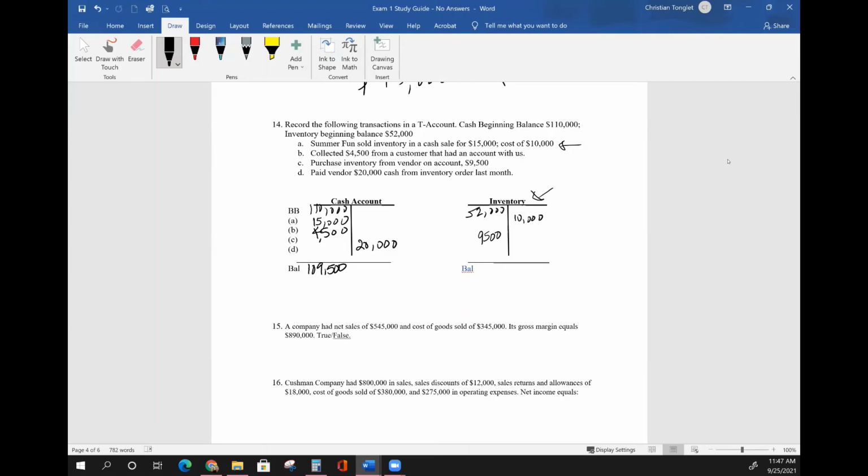Inventory, we had a beginning balance of 52,000. Then we sold 10,000, so I need to deduct 10,000 from that. And then we purchased 9,500, so I'm going to add 9,500. I come up with my ending balance of 51.5. It's a debit, so I'm going to have it on the debit side.